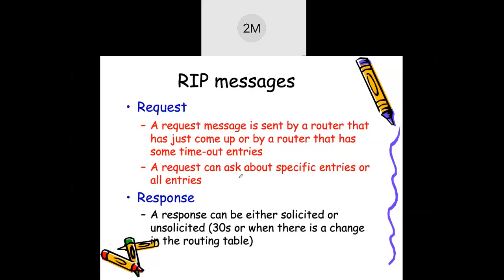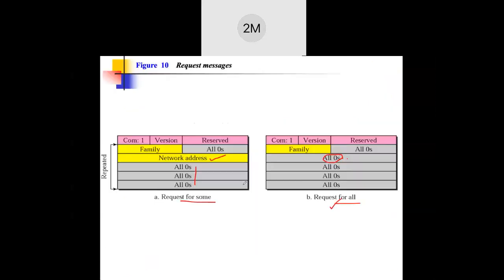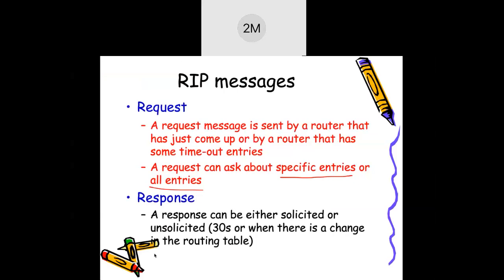Here the request can be about a specific entry or all entries. If it is a specific entry, it will use this. If it is all entries, it will use this. And responses can be either solicited or unsolicited. If it is periodic, it is 30 seconds. If it is triggered, it is whenever there is a change. So that depends upon how the table exchange method is defined.